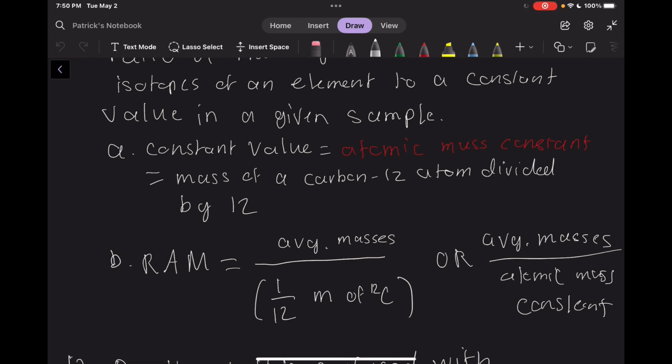Mathematically speaking, the relative atomic mass is equal to the average masses of the isotopes in a sample divided by a constant value. The constant value is called the atomic mass constant, and it is equal to exactly 1/12 the mass of a carbon-12 atom. So, relative atomic mass is equal to the average masses of isotopes in a sample divided by 1/12 the mass of a carbon-12 atom, as denoted here.